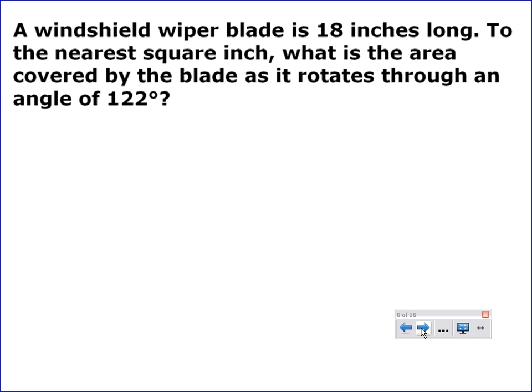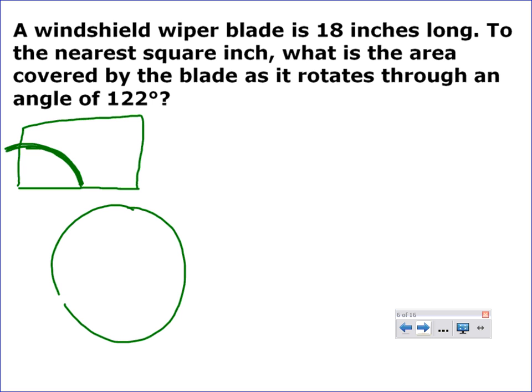Okay, next one. Think of the windshield wiper blade. I'm just going to draw a little picture here because you can't see what I'm doing. So here's your windshield. You have this wiper blade and it comes up and it covers a certain amount as it goes back and forth. Really that's in the form of a circle, it's just not rotating all the way around. So your wiper blade is 18 inches long and it's going to rotate 122 degrees. It's a little more than 90. So we're trying to find the area of this sector.